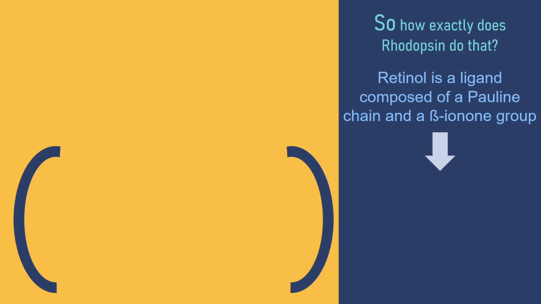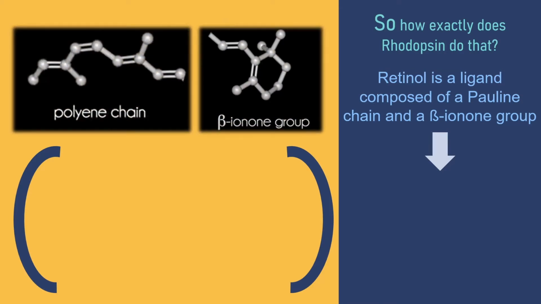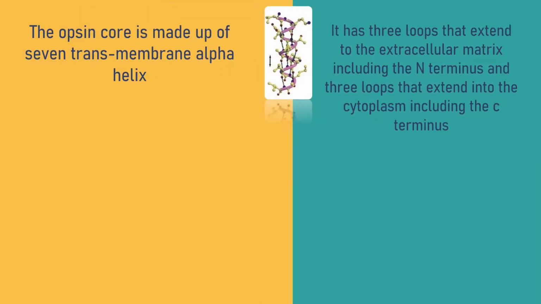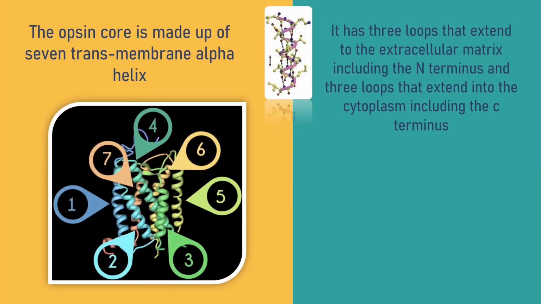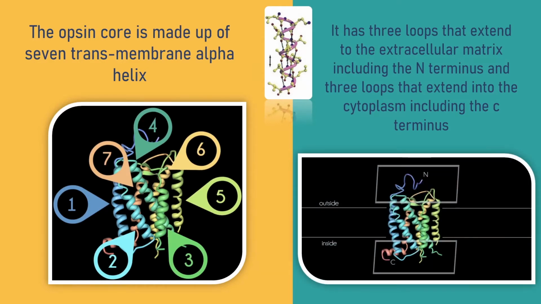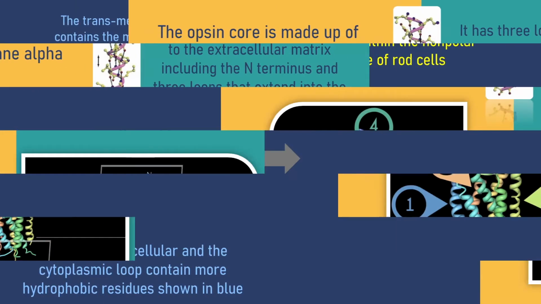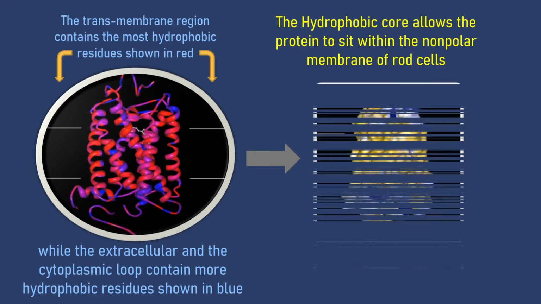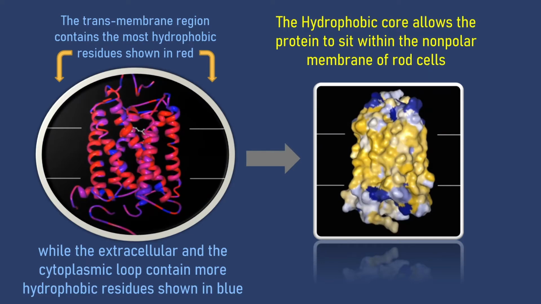Retinol is a ligand composed of a polyene chain and a beta-ionone group. When rhodopsin is inactive, retinol binds to opsin, but upon photoactivation, the ligand dissociates. The opsin core is made up of 7 transmembrane alpha helices. It has 3 loops that extend to the extracellular matrix, including the N-terminus, and 3 loops that extend into the cytoplasm, including the C-terminus. The transmembrane region contains the most hydrophobic residues, shown in red, while the extracellular and cytoplasmic loops contain more hydrophilic residues, shown in blue. The hydrophobic core allows the protein to sit within the nonpolar membrane of rod cells.